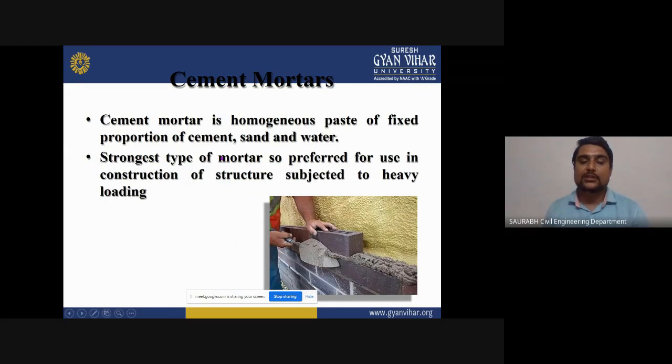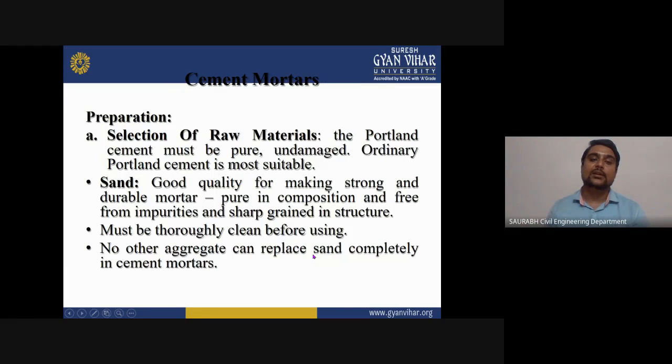Now we will come to cement mortar. Cement mortar is a homogeneous paste of fixed proportion of cement, sand, and water. It is one of the strongest types of mortars, and it is preferred for the construction of structures subjected to heavy loading, as you can see here. And here is also cement mortar.